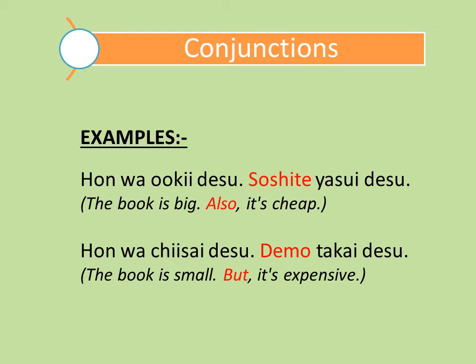The next one is hon wa chisai desu, demo takai desu, which means the book is small but it is expensive. So we can say that hon is book, chisai is small, demo is but or however. Means even if it is small, yet it is expensive. So demo is the conjunction used here.